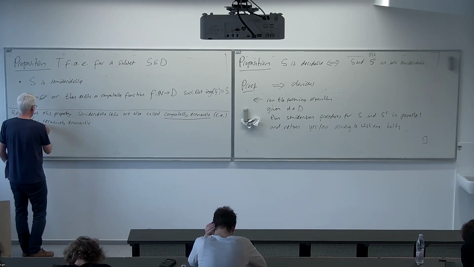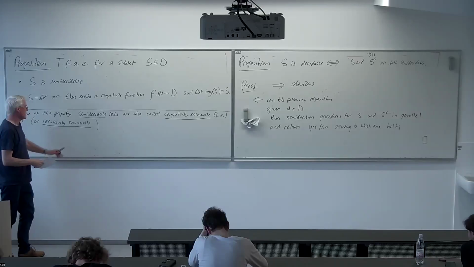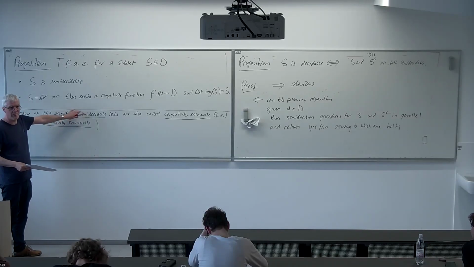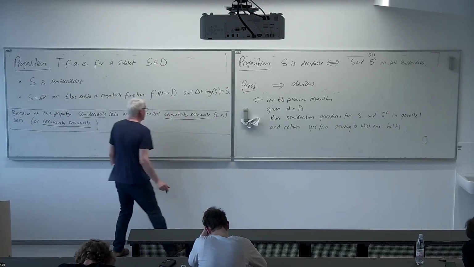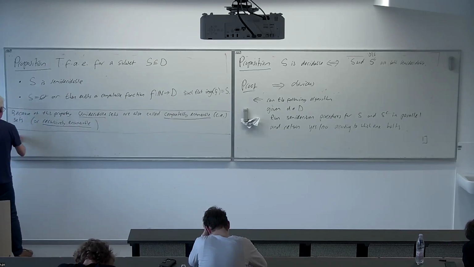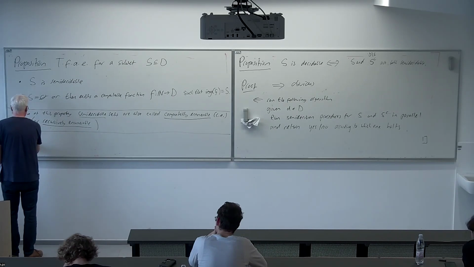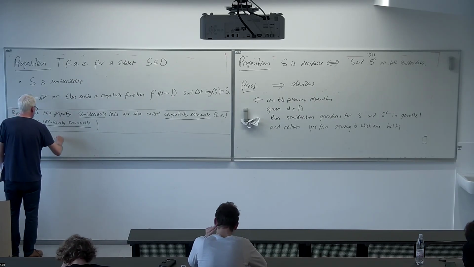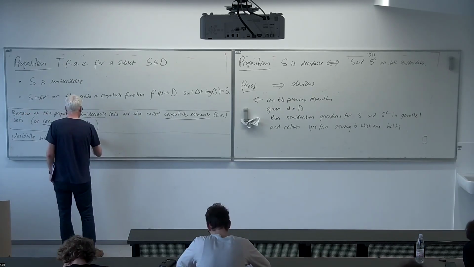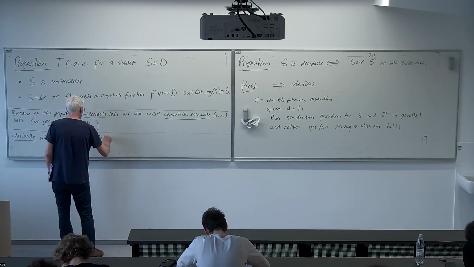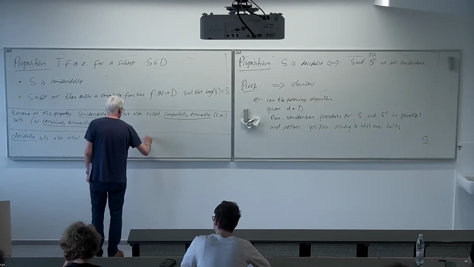So these are nowadays considered synonyms for semi-decidable. And there are also synonyms for decidable. So decidable sets are also called computable sets, rather than computably enumerable, computable, or in the old days, recursive.